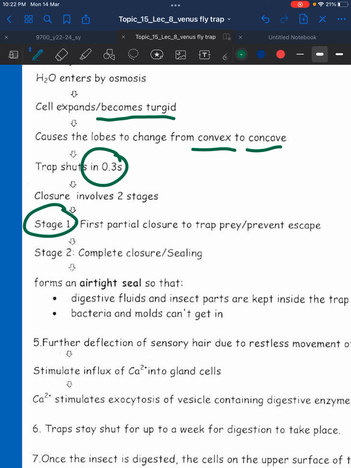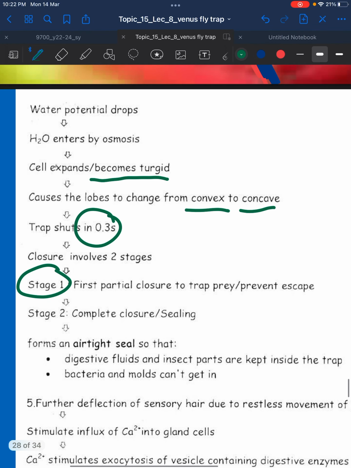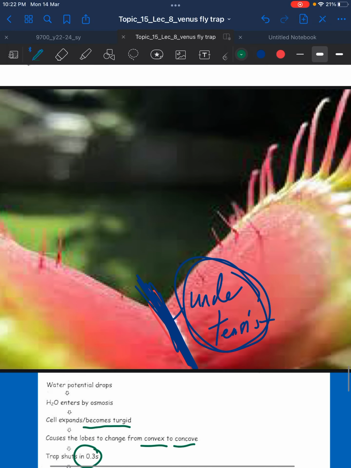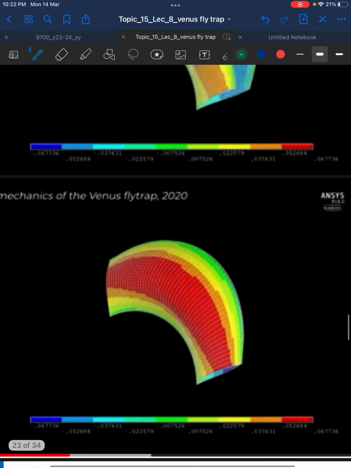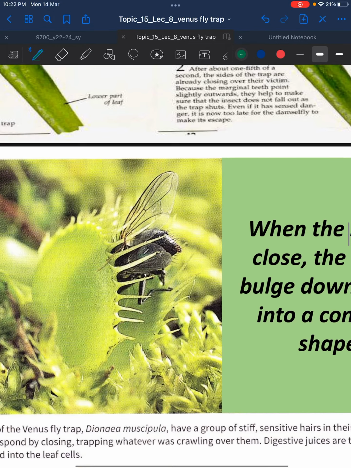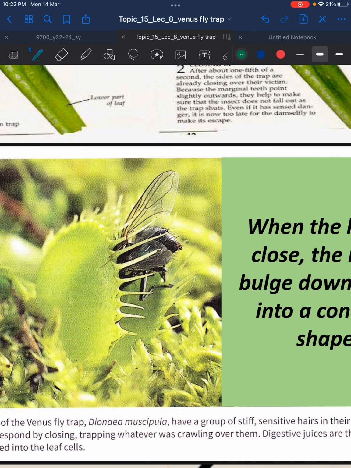The first stage is the 0.3 second stage. The second stage means complete closure, totally sealed, and that's when the insect is already trapped inside. For example, let's use a different picture here, like this one. This is almost closed.